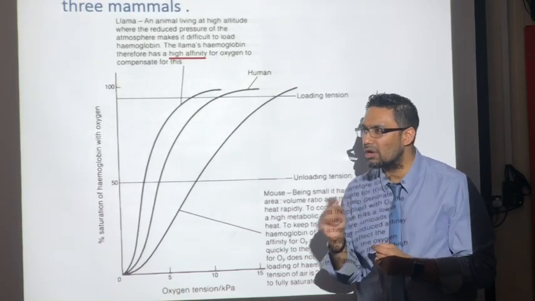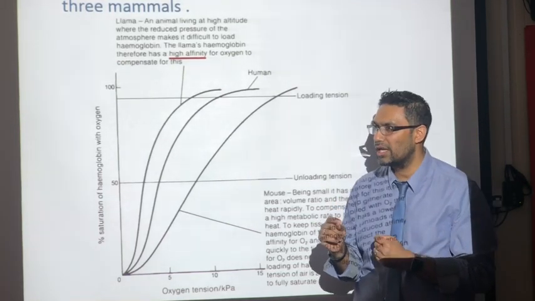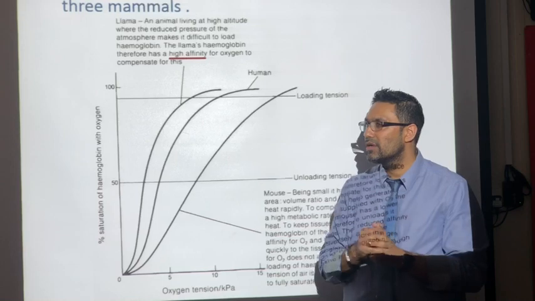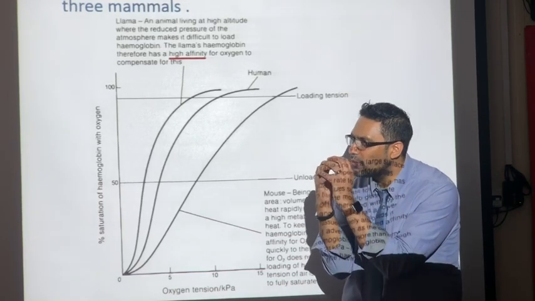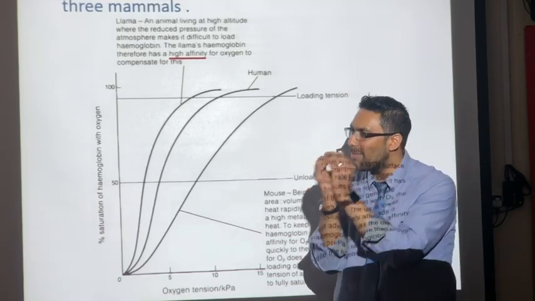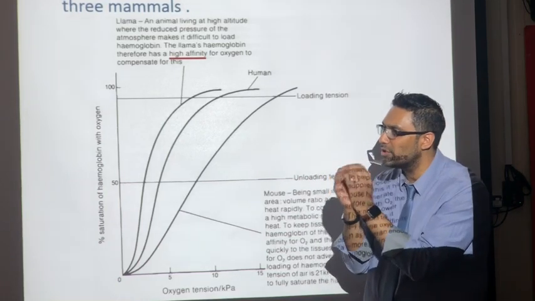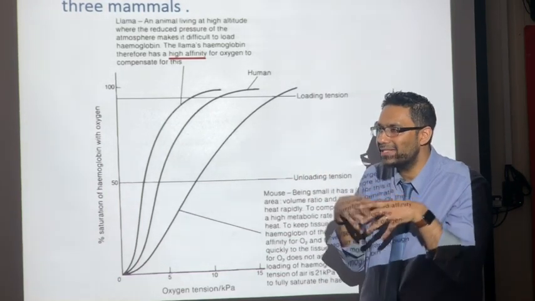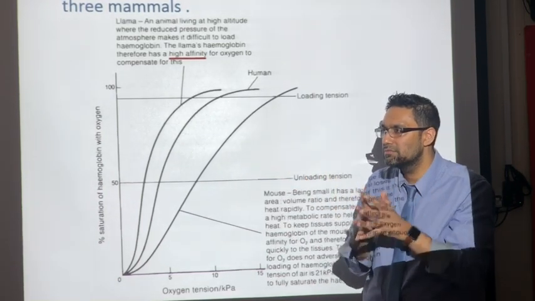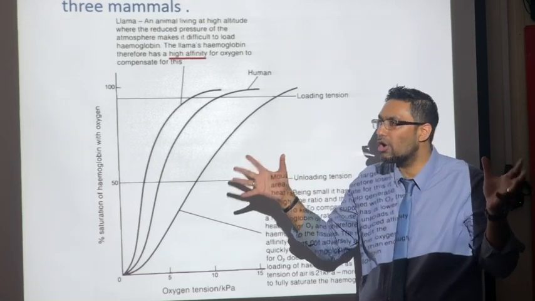A little scurrying mouse has a high surface area to volume ratio. Large surface area, that's correct. So a little mouse has a very large surface area to volume ratio. Any heat it generates, where's it going to go? Out. So it can get cold really quickly.